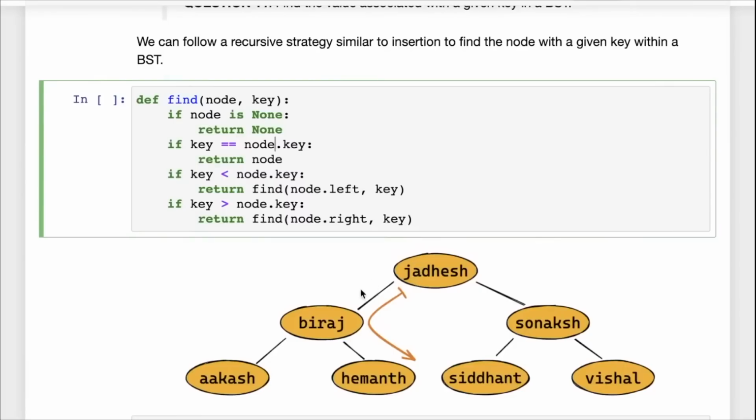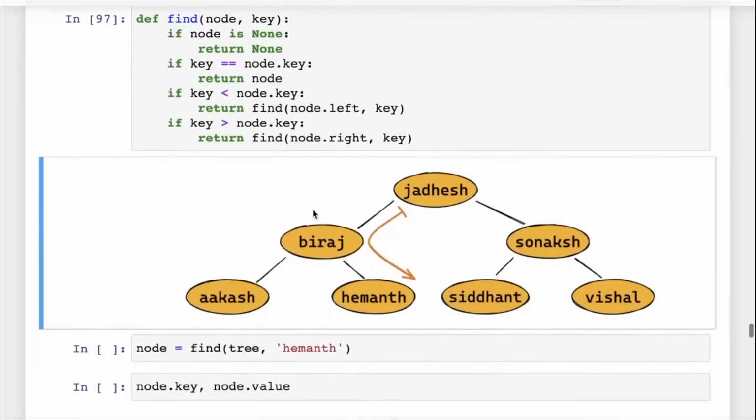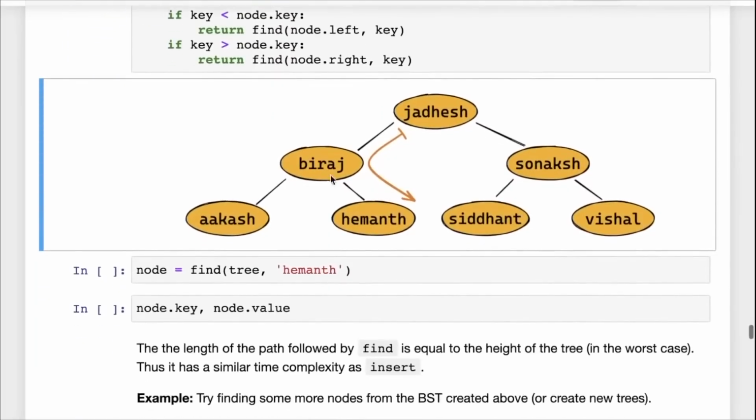Since Hemant comes before Jadesh, we need to go left. Then we encounter Biraj, and here we realize that we need to go right. And finally, we encounter Hemant and we return. Another option is that we have a value, let's say Tanya, which does not exist here. So if we try to search that, we may go in this kind of a direction and we end up at an empty place. So in that case, we simply return none. So you either find a node and return it, or you return none.